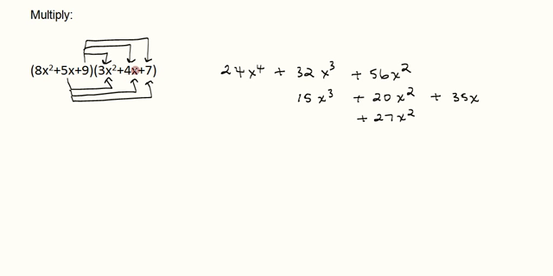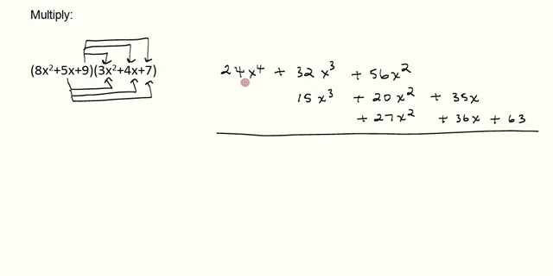We take 9 times 4x, which is 36x, and 9 times 7, which is 63. All right, now we just have to add all our like terms together. And they're lined up, so it's a little easier. Just bring this down. There's no other x to the 4th term, so 24x to the 4th is the only one.